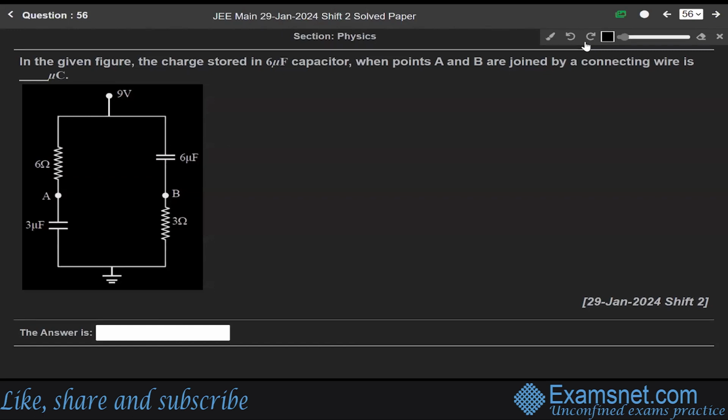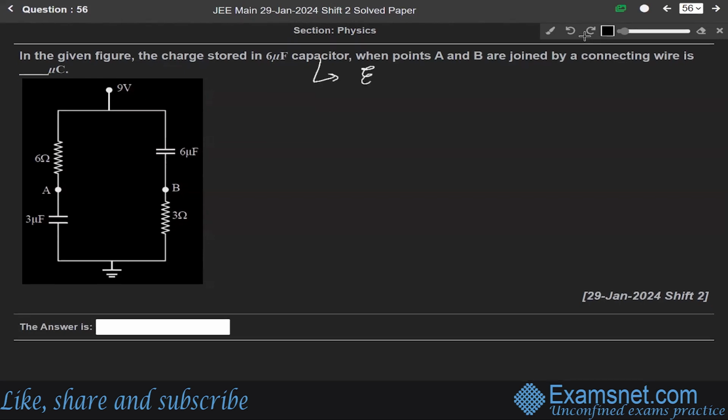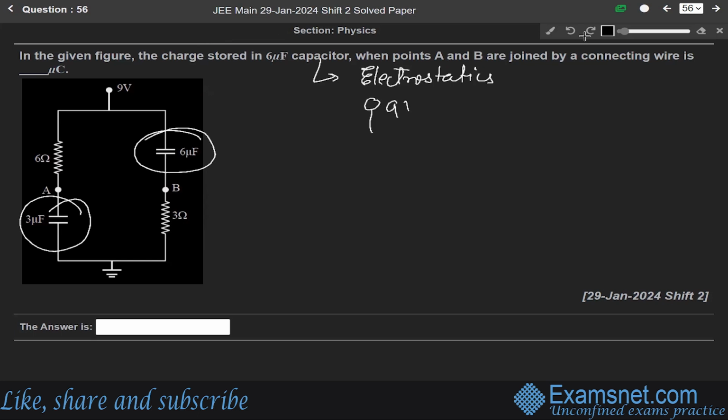So the next question is 56. In the given figure, the charge stored in the 6 microfarad capacitor when points A and B are joined by a connecting wire is, we have to find the charge in terms of microcoulomb. Okay. So this question is from the chapter of electrostatics. So according to this question, we have to find the charge. Okay. Now, suppose this whole circuit is in steady state condition. So in a steady state condition, no current flows through the capacitor. So this diagram will look like this.